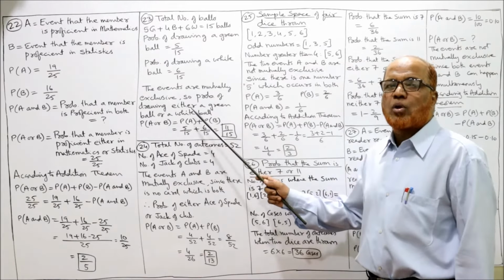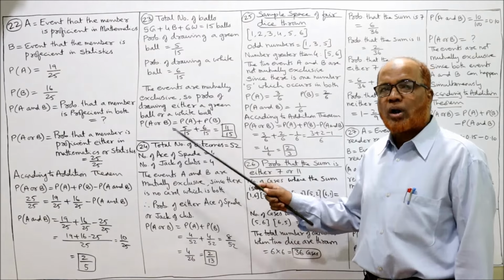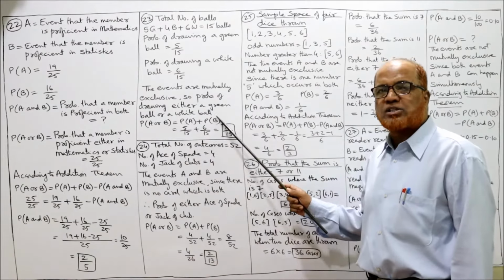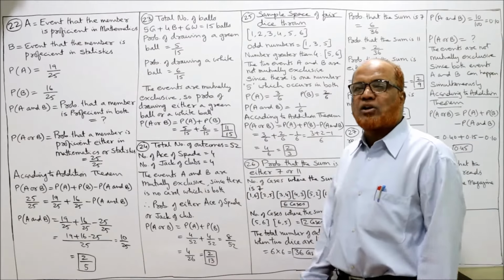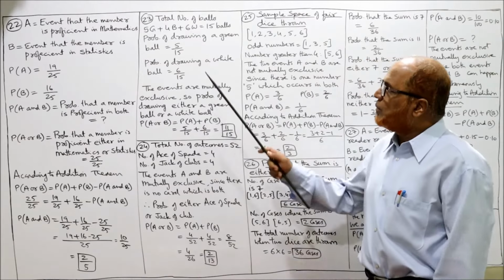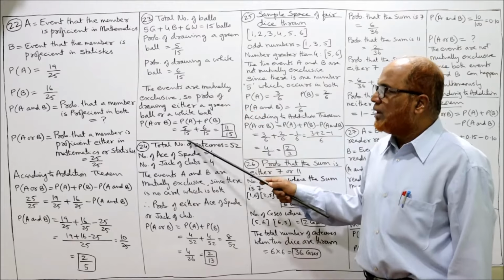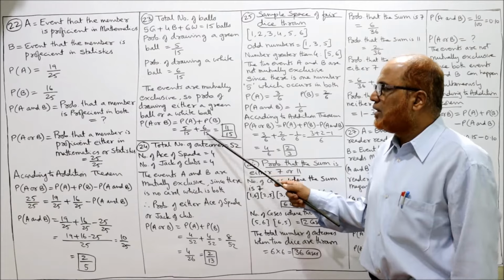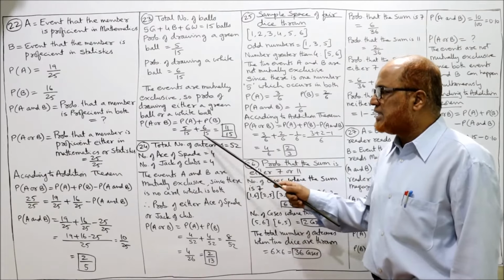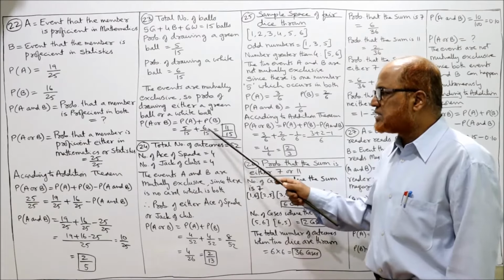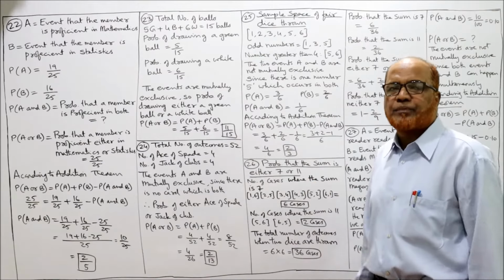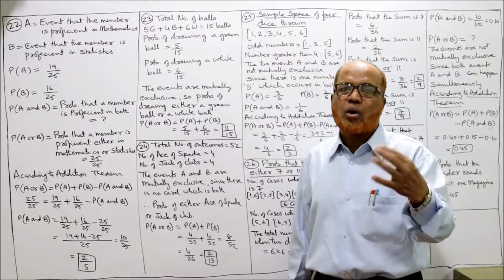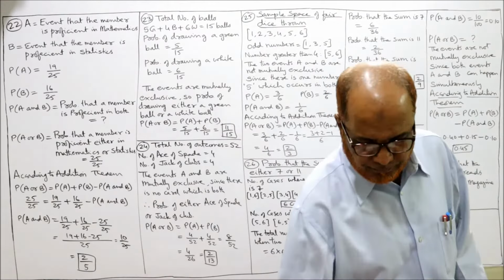So the probability of drawing either a green ball or a white ball is P of A or B is equal to P of A plus P of B. P of A means probability of drawing a green ball. What is the probability of drawing a green ball? 5 by 15. And P of B is probability of drawing a white ball, 6 by 15. So 5 by 15 plus 6 by 15. LCM if you take 15, 5 plus 6, 11. 11 by 15 is the probability that the ball drawn is either a green ball or a white ball.